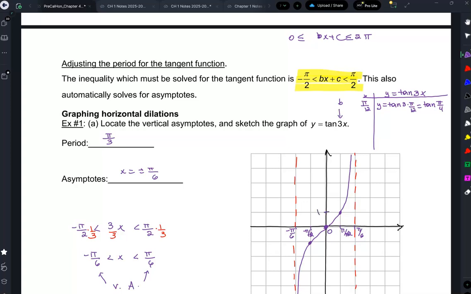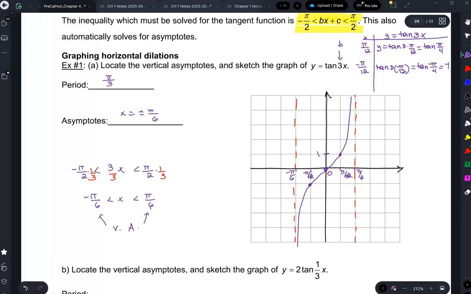So do you see how this is at 1? Right? Okay, so what if I have negative pi over 12? Tangent of 3 times negative pi over 12. Tangent of negative pi over 4. How much is that? Negative 1. All right? So no matter what you do, it'll always resort to pi over 4 and negative pi over 4s. Okay? And then tangent of 0 is 0. So this is how we graph a tangent. You have to remember, okay? Now let's remember this.